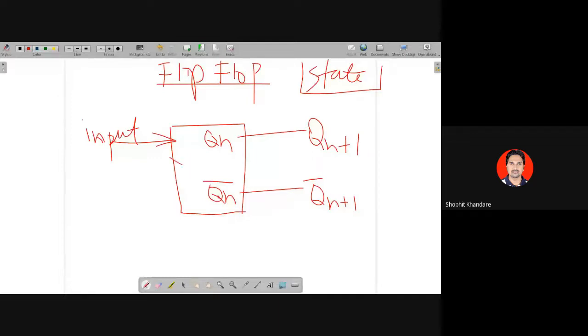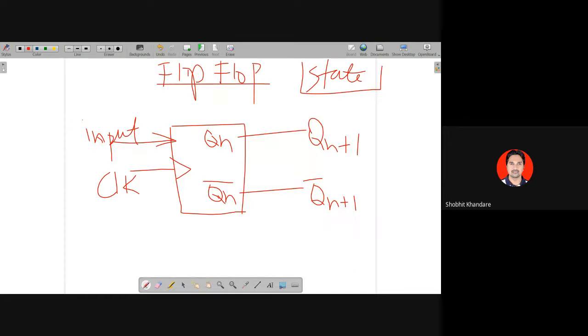Now, as the flip-flop contains the clock signal, I'm drawing this clock. Can any one of you tell me which type this clock is, out of the four clock triggers I have explained to you? Positive edge trigger. Yes, it is a positive edge trigger.